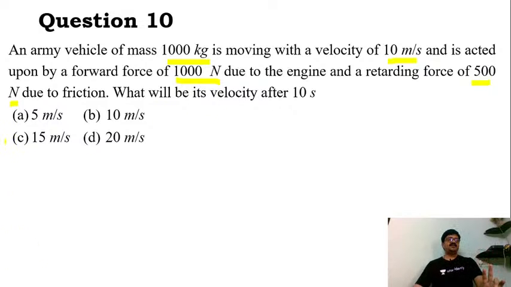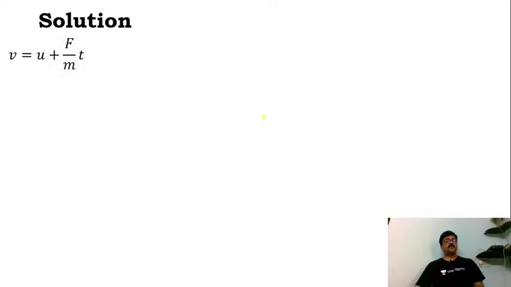So here they have given forward force due to engine and retarding force due to the friction. So obviously we should calculate net force. Then they have given mass, they have given velocity. Thus we can calculate force, and they have given time as well, right? So hence there's a formula that I can utilize: v = u + at.